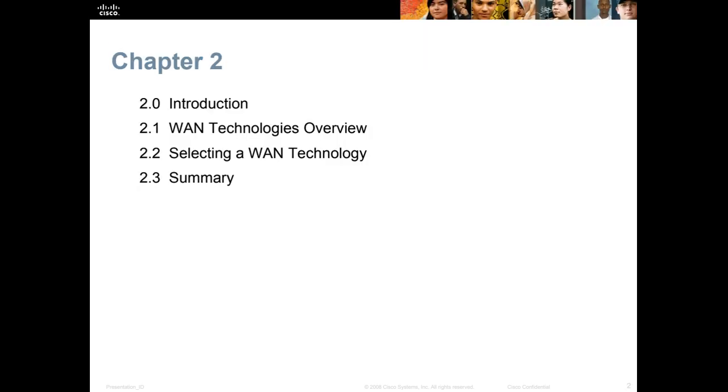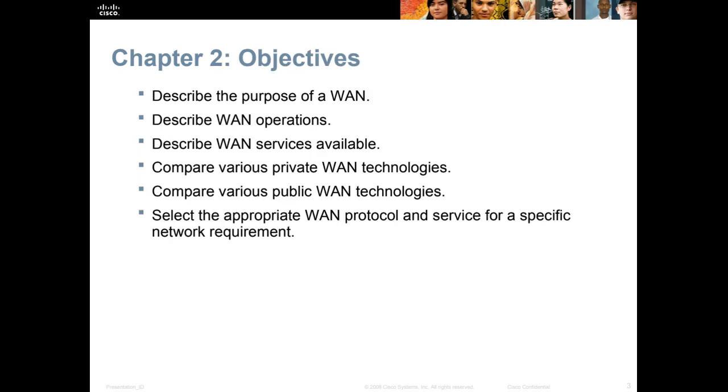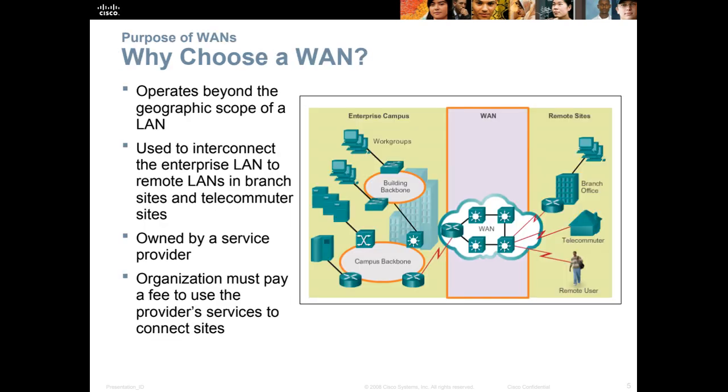Okay, so again we will be talking about WAN, but from the industry point of view. Okay, so why do we choose a WAN? Because as I mentioned before, WAN will connect LAN to LAN over long distance, a long geographical area. It is used to interconnect the enterprise LAN to remote LANs. And also, you will need to go through the service provider. The organization must pay a fee to use the provider's service.